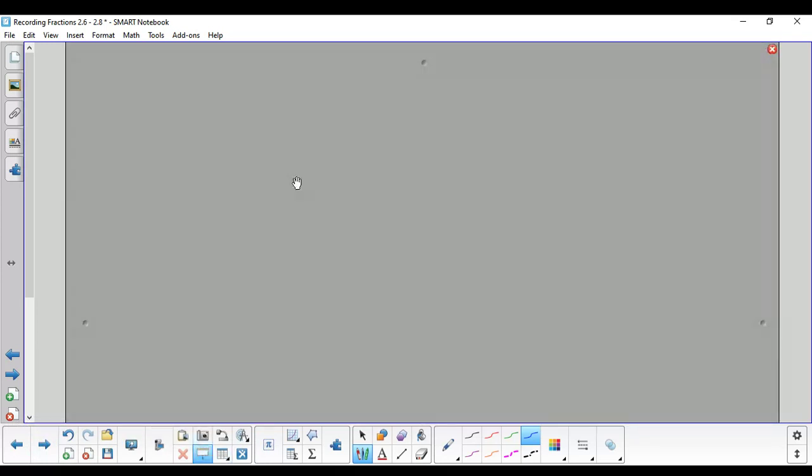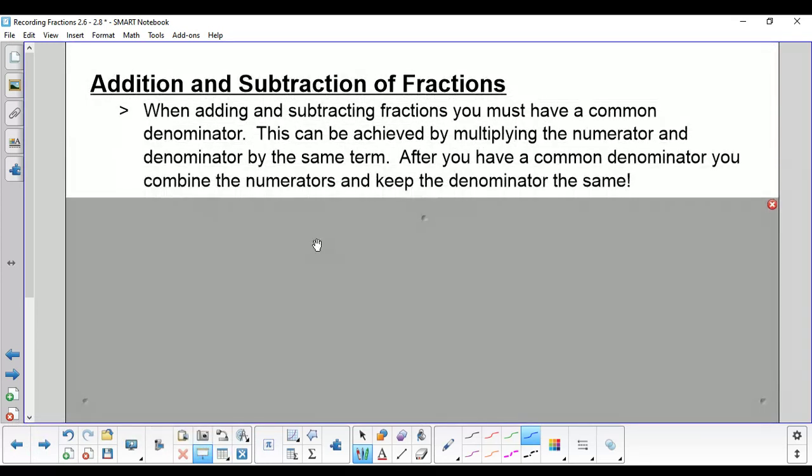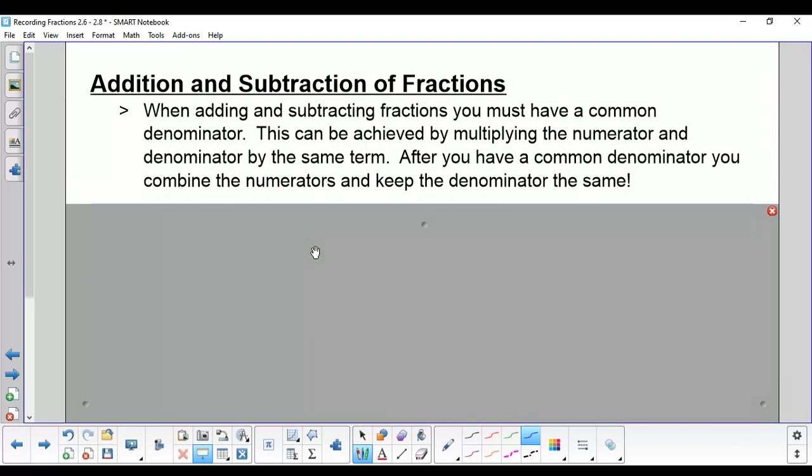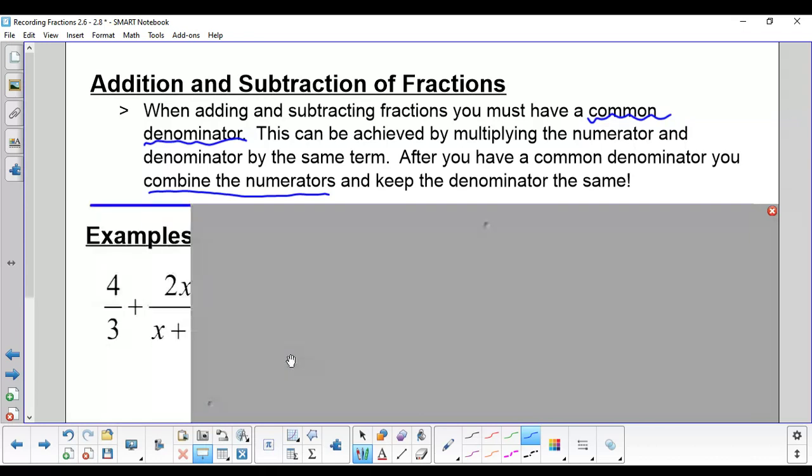First, we'll start with adding and subtracting. Adding and subtracting is the only time in which we must have a common denominator in order to combine them. So a common denominator is when the bottom of the fraction is the same term. And once that is achieved, we can add or combine the numerators, and then the bottom or denominator stays the same. Let's go ahead and take a look at an example.